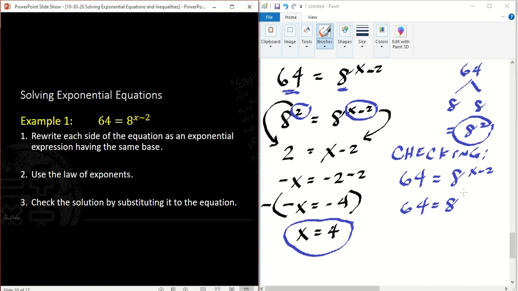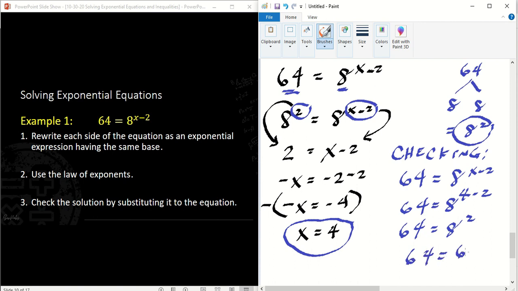So, tanggalin mo si x, palitan mo ng 4. So, we have 4 minus 2. So, again, 64 is equal to 8. 4 minus 2, 2. Simplify. 64 is equal to 64. Okay, so tapos. So, therefore, tama yung sagot natin. Kasi na-check natin eh. Diba? Pag equation, equal. Nag-equal sila. Okay, so example 1. Next.